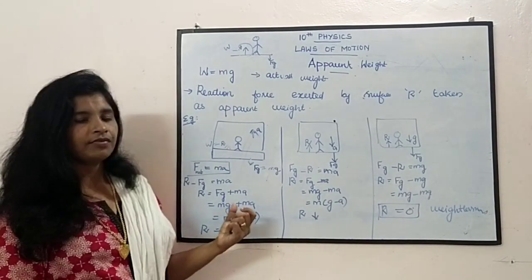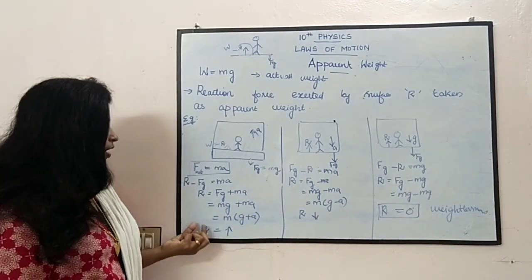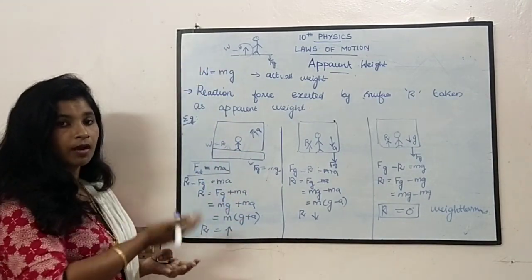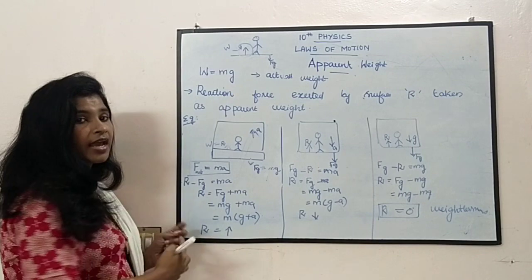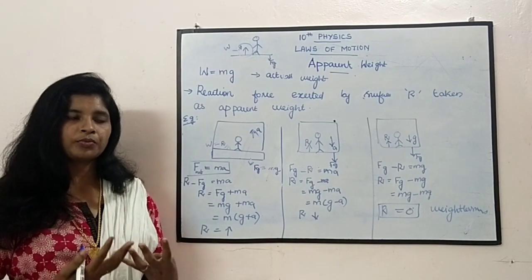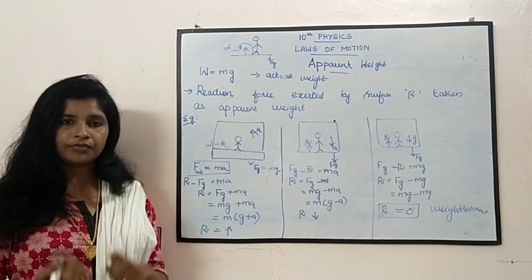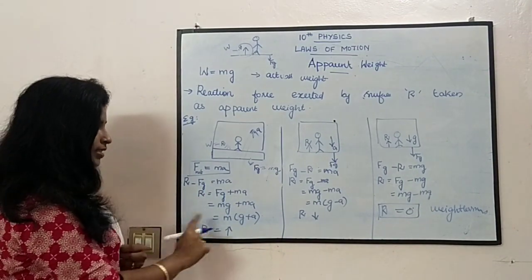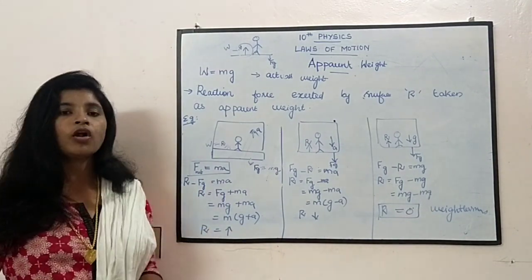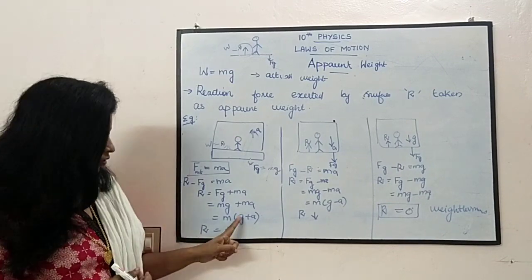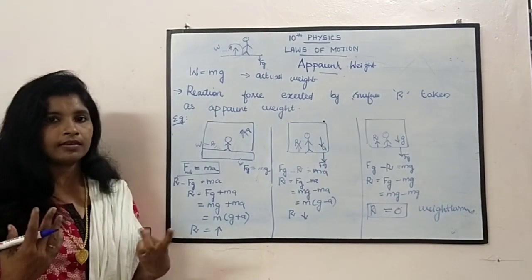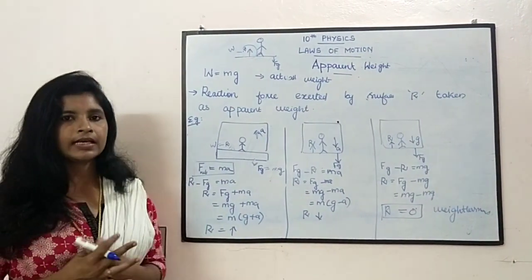So by that we can say that when the lift is moving upward, his weight will be increasing. Suppose you keep a weighing machine and note down the weight when he is moving upward, you can see the apparent weight of the body is getting increased. Here you can see g plus a. So your force is getting increased.